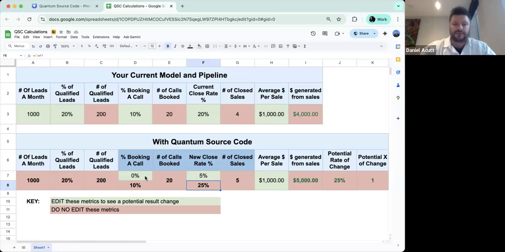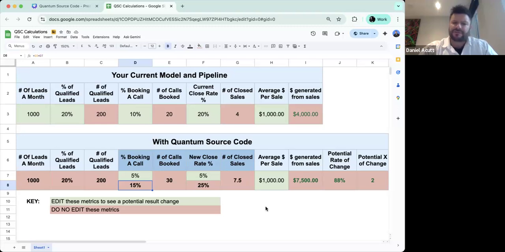Now, what if we did the call booking rate? Okay, we've got 5% more people to book in. So now you've got a total call booking rate of 15% of your leads. So now you've got 30 calls coming in at a 5% increased close rate of 25%. Okay, you've now done almost 88%. You've nearly doubled your revenue just by increasing 5%.